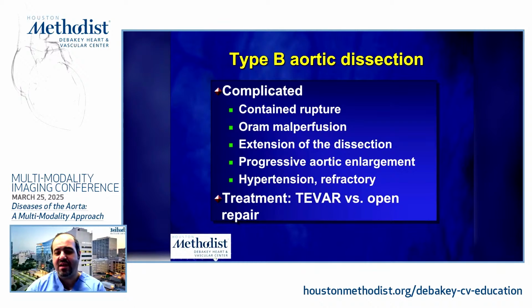What is a complicated type B aortic dissection? Remember, this is going to be your DeBakey type 3. And this is basically what we call complicated aortic dissection: if there's a contained rupture, any signs or symptoms of organ malperfusion like increased creatinine, increased lactic acid, extension of the dissection, progressive aortic enlargement, and any refractory hypertension.